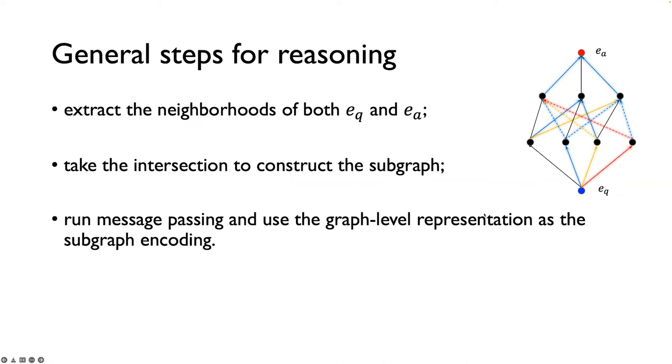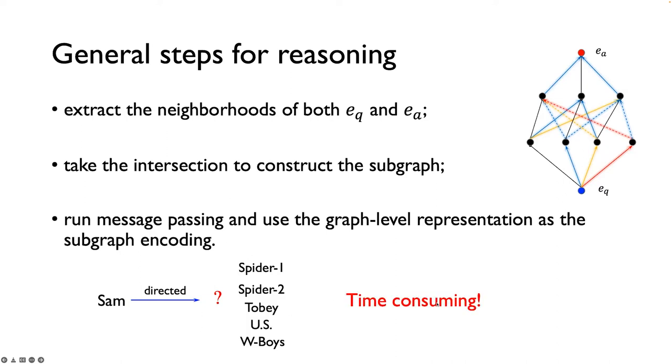The last question is how to compute on this subgraph. The general steps for reasoning are: first, we extract the neighborhoods of both the query entity EQ and the answer entity EA. Then we take intersections to construct the subgraph. Finally, we can run message passing and use the graph level representation of this subgraph as the subgraph encoding. However, this step is very time consuming when there are many answer entities to be scored.